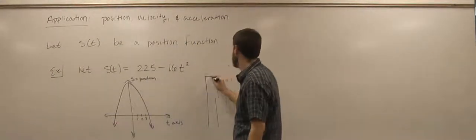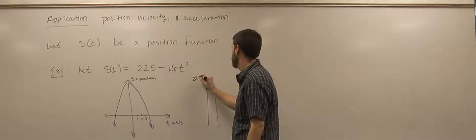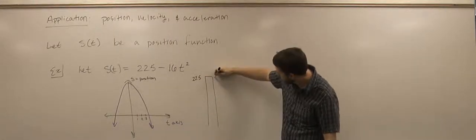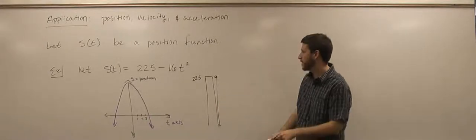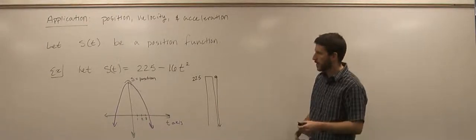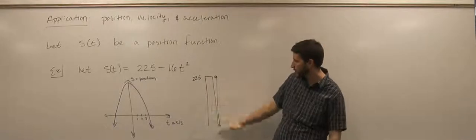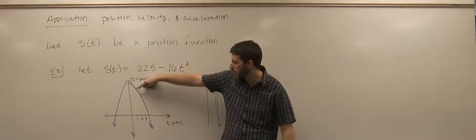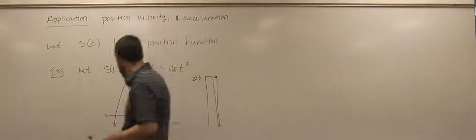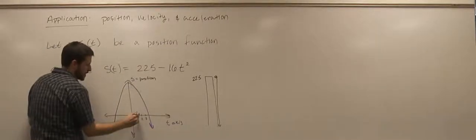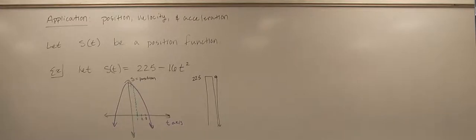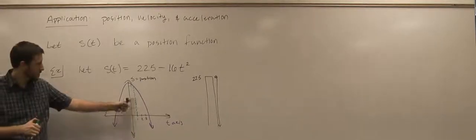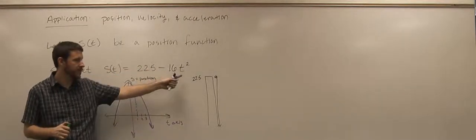So if you take some object, you drop it off of a 225-foot building, its position relative to the ground is going to be modeled by the y values on this function. So for example, when t equals 1, it's going to be really close to 225 feet high. When t equals 1, you could plug it in here, you get 225 minus 16.